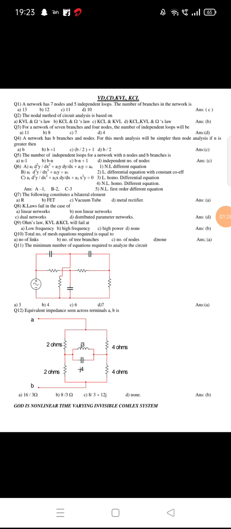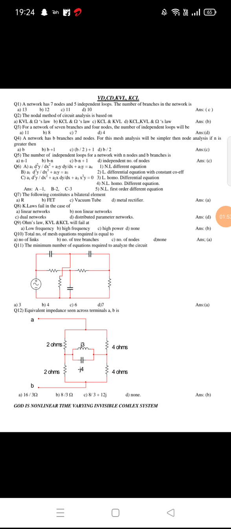Next, third question. For a network of 7 branches and 4 nodes, branches is given and nodes is given, the number of independent loops... okay, this formula is already discussed, right? Number of loops L is equal to B minus n plus 1. B value is 7, n value is 4, that is 7 minus 4 plus 1. Then 7 plus 1 is 8, minus 4, the answer will be 4.